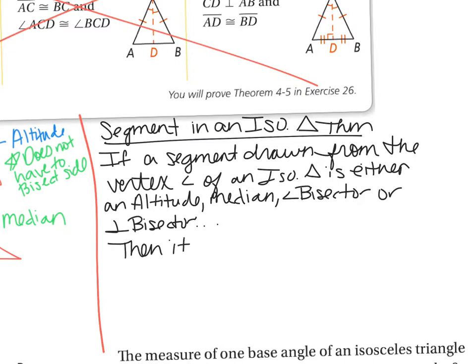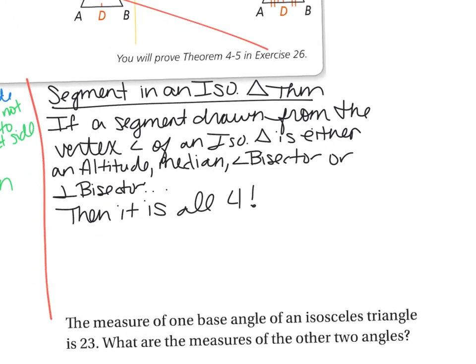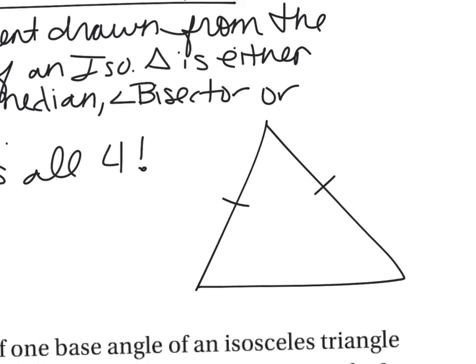Then it is all four. So it has to be on an isosceles triangle only. So if you have an isosceles, let's draw a picture. And if you needed to pause the video to go back and write all that stuff down, please do. So if you have an isosceles triangle, and I know that because of those angles, and if you have any one of these, then all four of these are true.